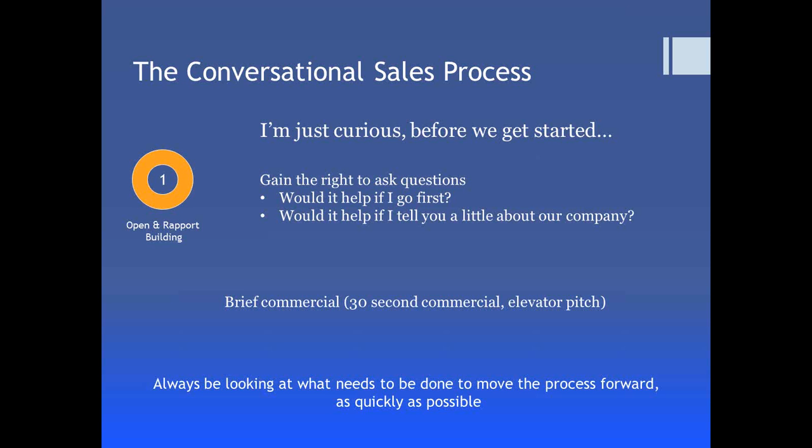And at that point, what we want to do is move the sale forward to the second step. We want to transition from where we are, which is opening up and rapport building, and transform into the information gathering phase. But the question becomes, how do we make that transformation? How do we make the move from the first phase to the second phase?